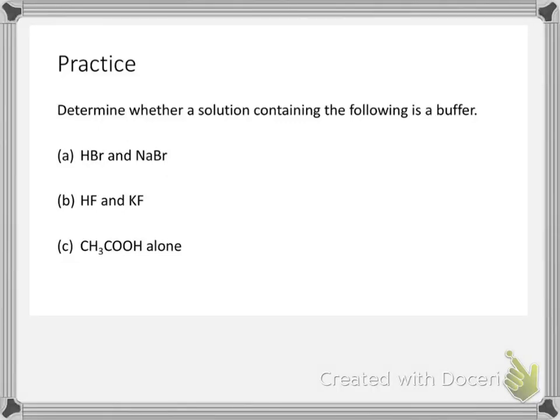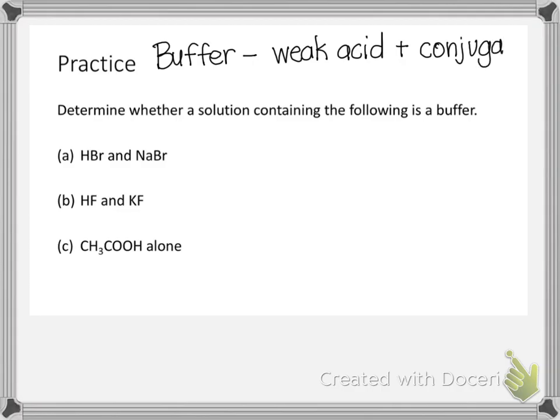So in class, we talked about buffers, and remember, the job of a buffer is to maintain the pH when small amounts of acid or base are added to it. To get a buffer to work, it has two components: a weak acid and that weak acid's conjugate base, so the partners. When you add small amounts of base, the weak acid neutralizes it. And if you add small amounts of acid, the conjugate base neutralizes it. So it has two components that work together to maintain pH.